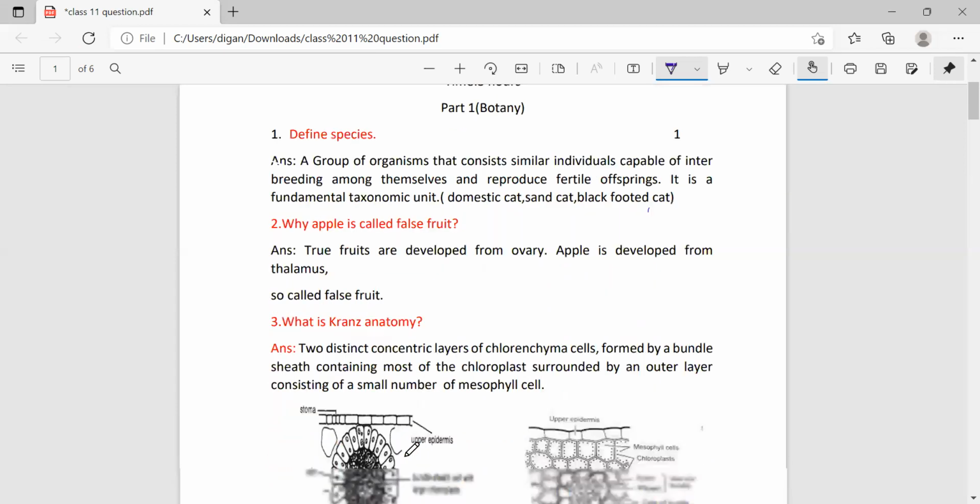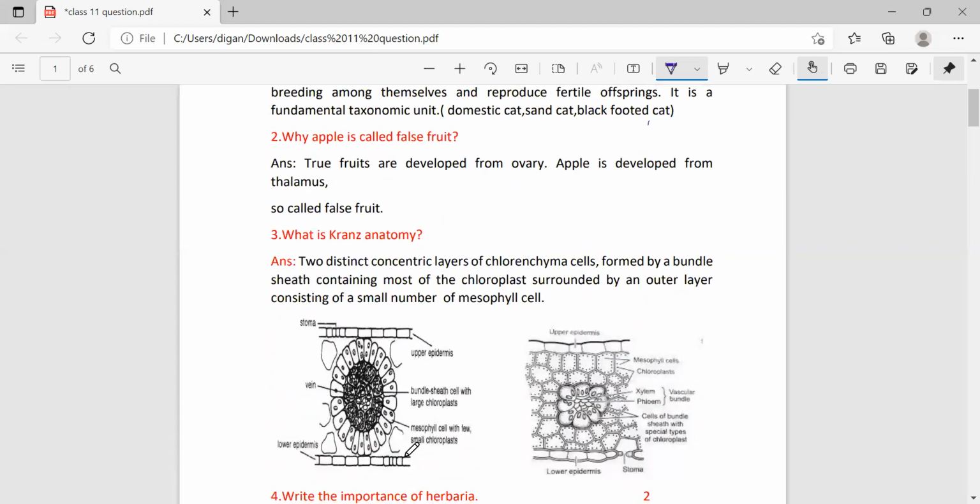Now come to question number 3. What is Kranz anatomy? This question is given from the chapter Photosynthesis in Higher Plants, chapter number 13. On page number 218, the term Kranz anatomy is there in your NCERT book. So what is Kranz anatomy?